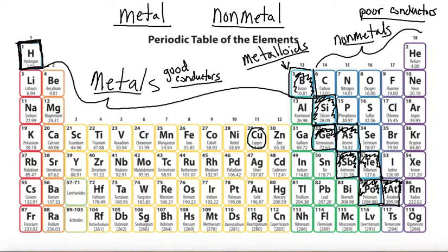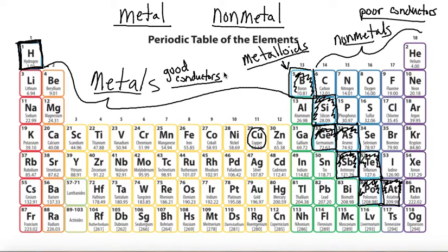But if we look at the metalloids, they're like semiconductors. They're kind of good, but kind of not. They're somewhere in the middle. Silicon, for example, is used in a lot of computers, microchips, things like that, because it's a good semiconductor. It's somewhat conductive. So they share properties of both metals and nonmetals because they're on that dividing line.